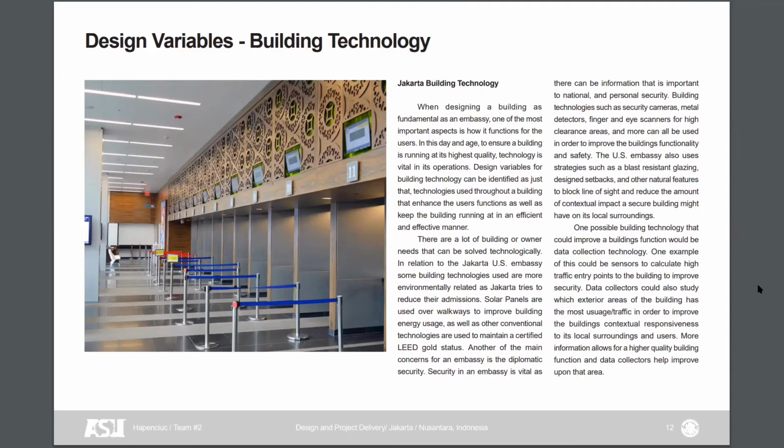But we studied this because it's important. We wanted to transfer it over to the new site and really understand any system or technology that relates to global drivers and relates to the Jakarta site as well as the new Nusantara site. Just really anything that we could bring over to improve the occupant experience.